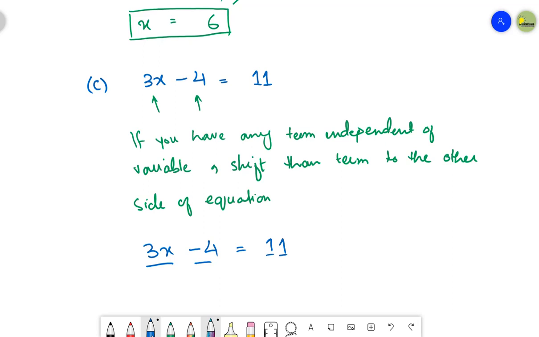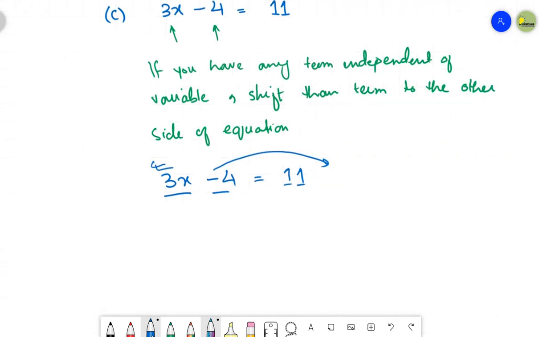Before you move this 3 to the other side, it is a must that you move minus 4 before moving 3 to the other side of the equation. First of all, you have to see if there is any term that is independent of x. If yes, then you need to move that term first. It means keep 3x as it is and move minus 4 first to the other side of the equation.